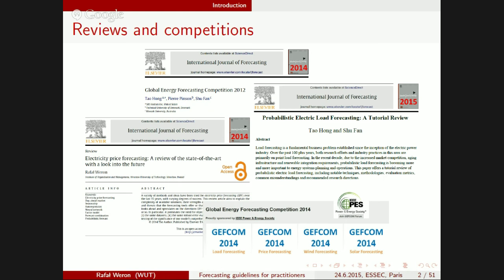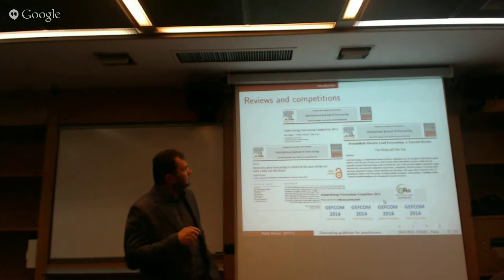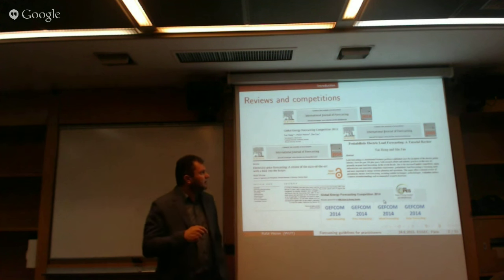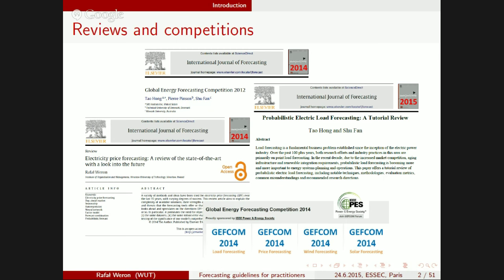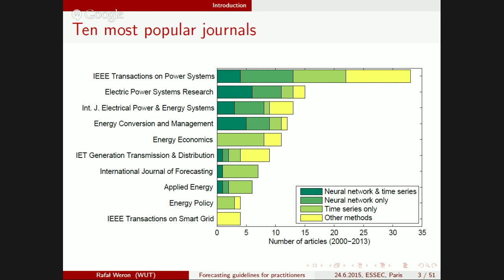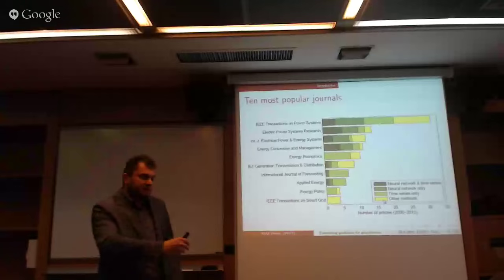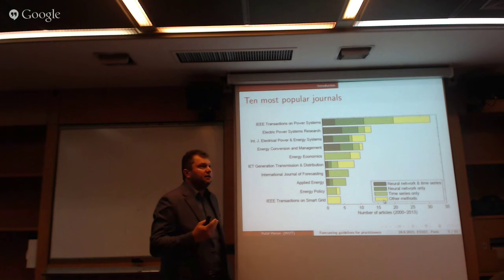So, 2 recent review papers. Last year in December, a review on electricity price forecasting came out in the International Journal of Forecasting. This one on probabilistic electric load forecasting is coming out this year, also in the International Journal of Forecasting. So if you want a summary of what's going on in this area research-wise, then these 2 papers are definitely worth recommending.